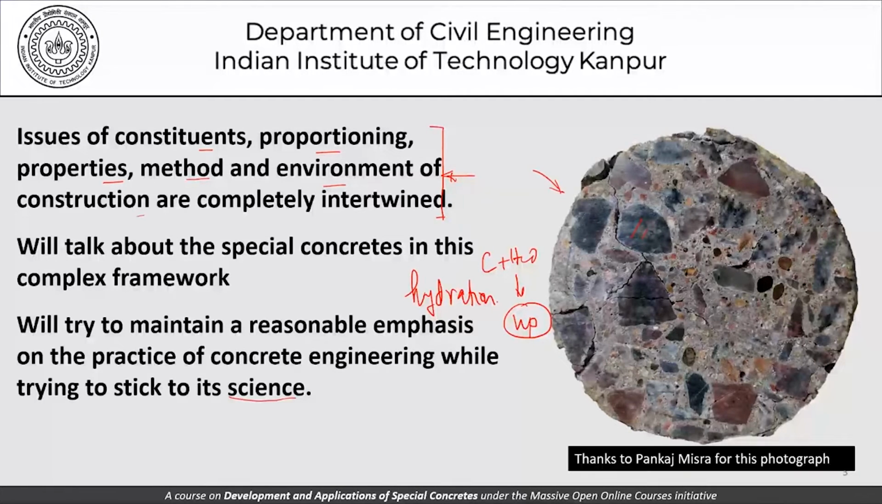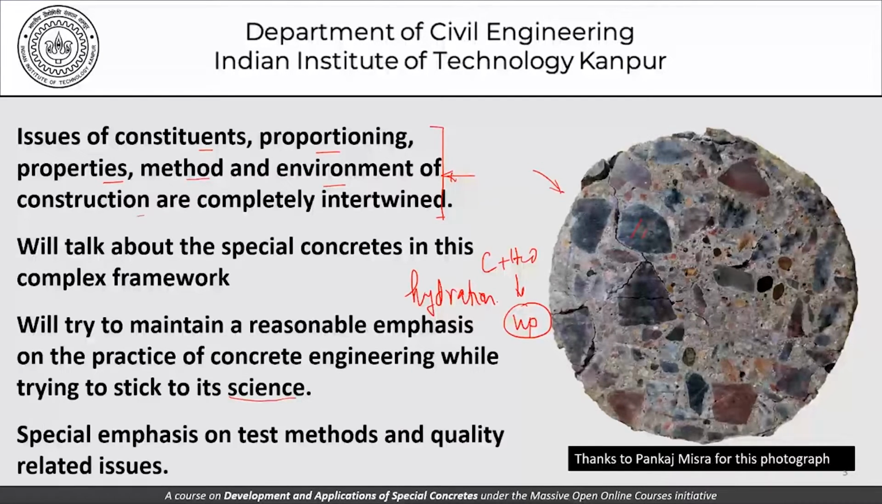There is the chemistry of cement, there is the chemistry of hydration, there is the thermodynamics of hydration, there is the rate of hydration. It depends on temperature, it depends on a lot of other things. But the engineering part of it is how we use the scientific knowledge in real life. So we will keep track of this real life scenario very closely as we go along in this course.